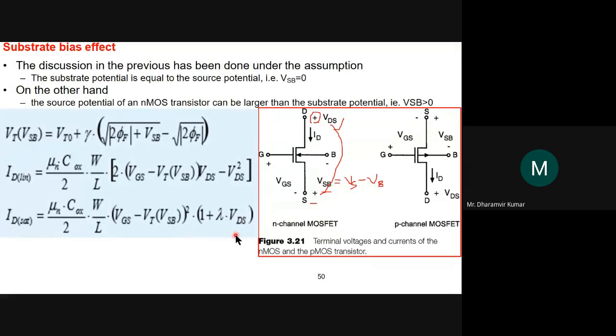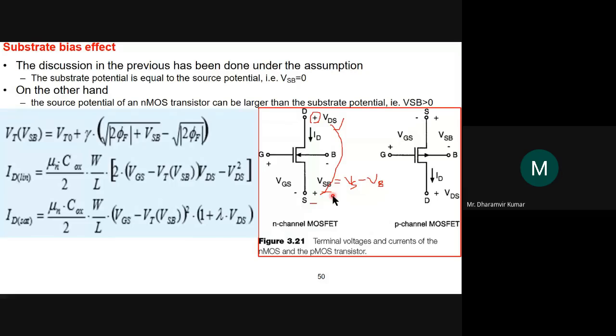Now, one point regarding this, that in N channel MOSFET, generally we ground the source terminal, and the drain terminal is connected to a higher potential. And this is reversed in the case of P channel MOSFET, that the drain terminal will be connected to the ground or the lower potential, and the source terminal will be connected to a higher potential as compared to drain in the case of P channel MOSFET.